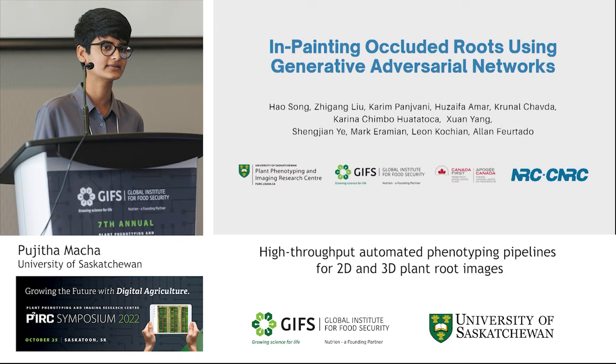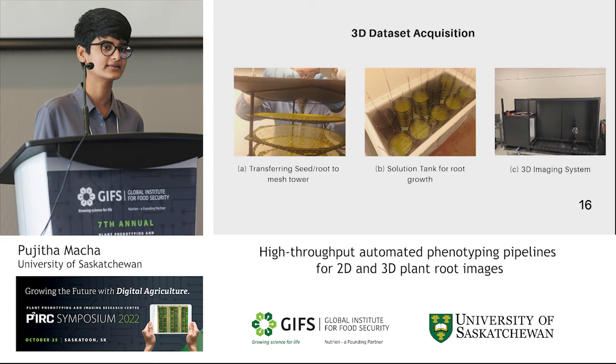Moving on to 3D image space. Hao Song and his team have been working on in-painting of occluded roots using generative adversarial networks. This is a joint work of UFS with Global Institute of Food Security and NRC. I'd like to introduce you all to the data acquisition process first. To maintain the 3D structure of roots, we're using this mesh tower. In image A here, a person is transferring a seed or root to the mesh tower. Once this entire setup is ready, we'll be transferring that setup to a solution tank for root growth. These solution tanks are temperature controlled.